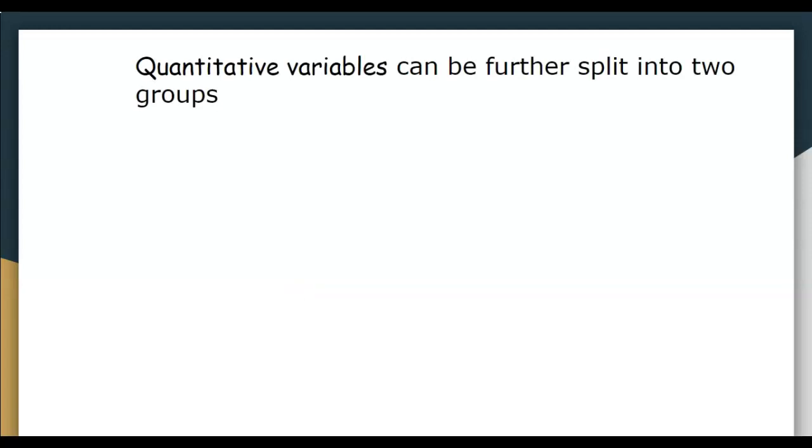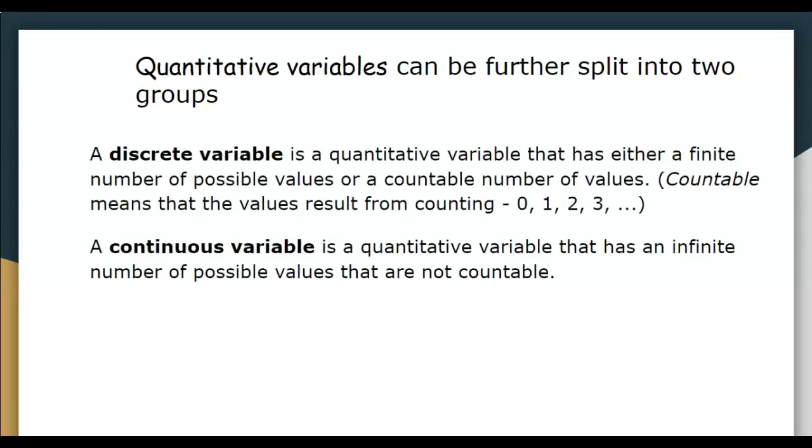So quantitative variables can be further split into two groups, discrete variable and continuous variable. Discrete is a quantitative variable that has either a finite number of possible values or a countable number of values, for example, 1, 2, 3, 4, etc. A continuous variable is a quantitative variable that has an infinite number of possible values that are not countable.